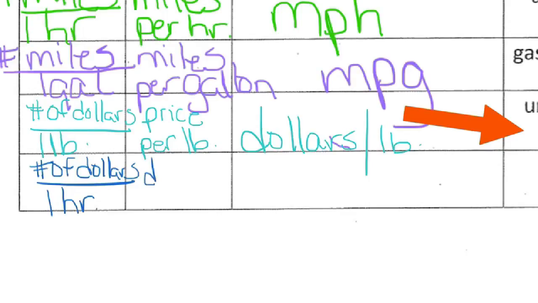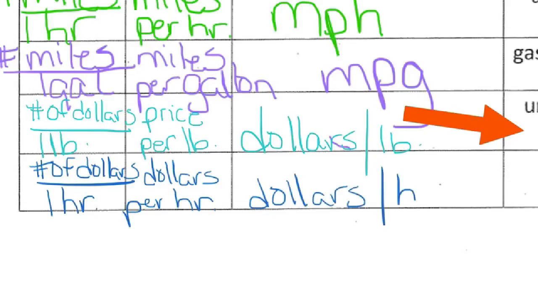So our actual unit rate is dollars per hour, and what we actually call that is an hourly wage. Have you ever heard of the minimum wage? That's the dollars per hour that you make at minimum wage, or what most early jobs start with. Okay?